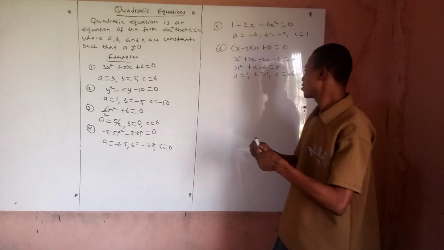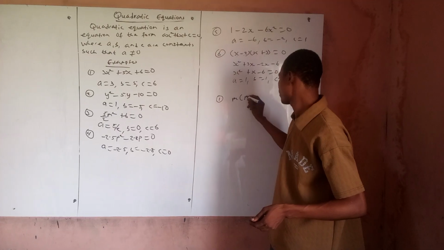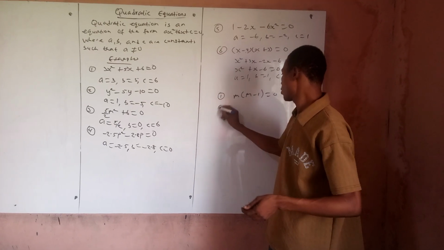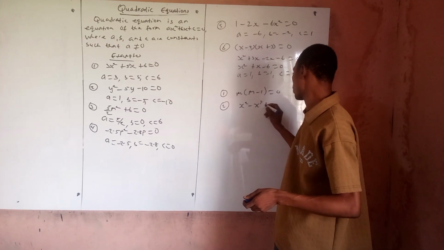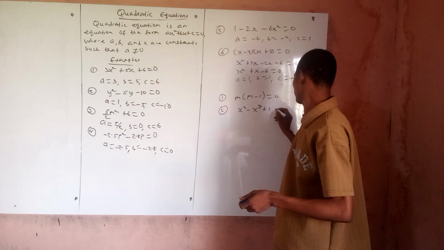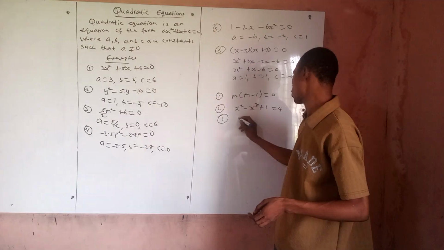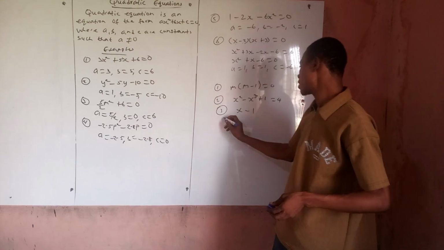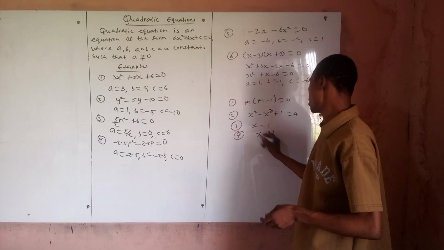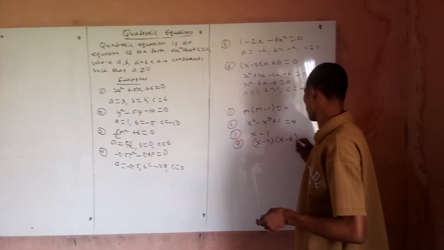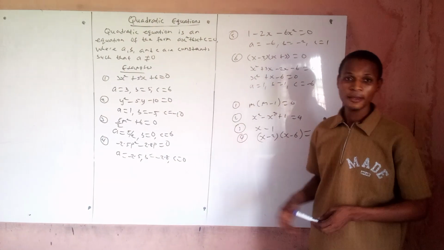With your knowledge of this, state whether the following are quadratic equations or not. Which of the following, numbers 1 to 3, is a quadratic equation? If it is a quadratic equation, then find your a, b, and c for me.